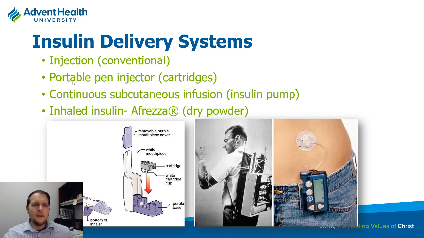We can also do things like portable pen injectors, where basically you have a pen device that is preloaded with the insulin. They just have to put a needle on the end. They'll dial in their dose of insulin, and then they can administer that sub-Q as well. With the conventional injection, they'd have to actually draw it out of a vial. What's even nicer than maybe using it for intermittent dosing, we can do continuous subcutaneous infusion.